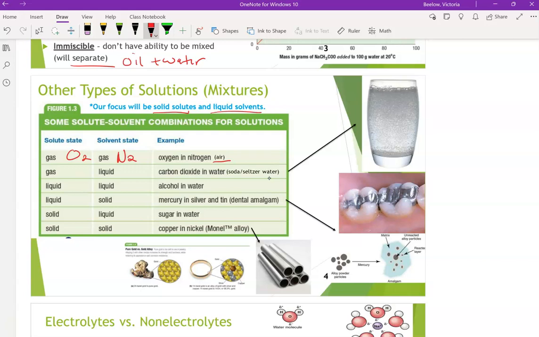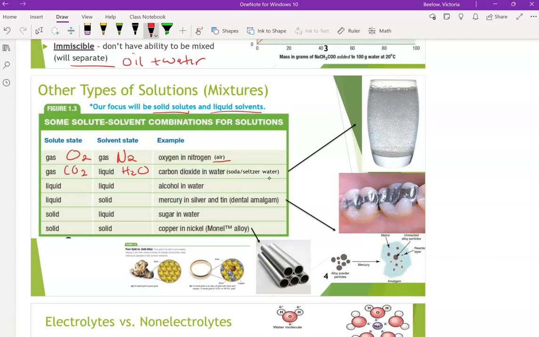Carbonated beverages, soda, seltzer water, that's a gas, which is CO2, which is dissolved in a liquid, which is water. And then soda, you just add sugars and syrups to it to make it into soda. Liquid in a liquid, you could have, I don't know, alcohol dissolved in water.